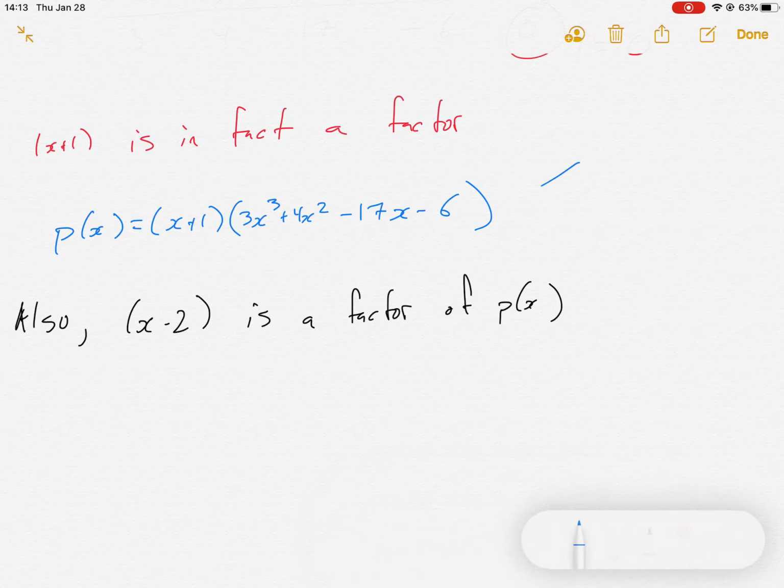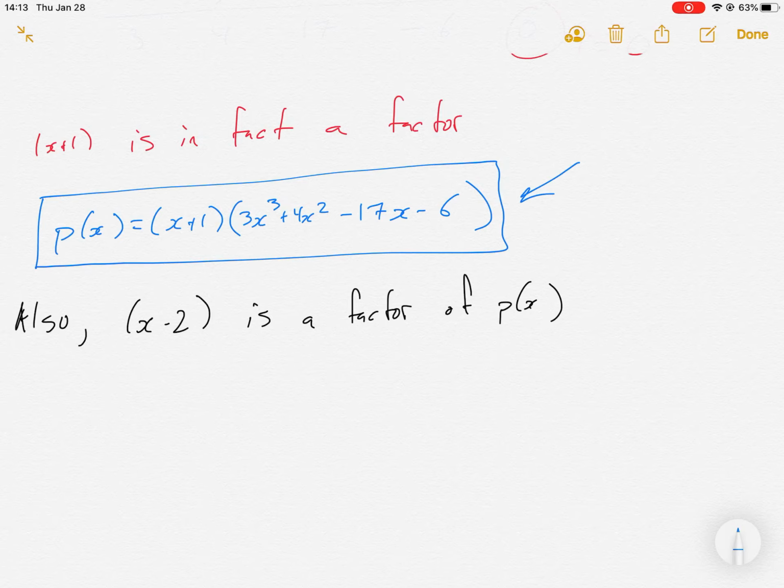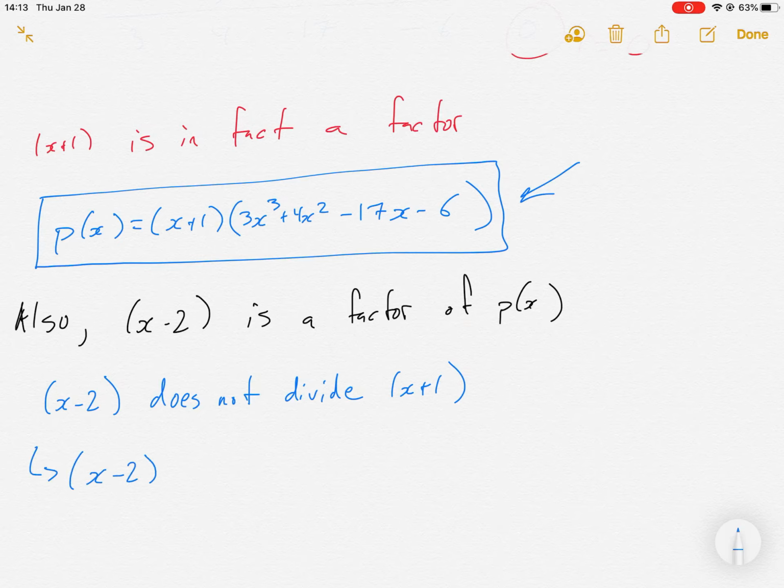Now notice in this part here, this equation that I wrote here, x minus 2 can't divide the x plus 1. That's something you can just get by looking at it. You can't take x plus 1 and divide it by x minus 2. That wouldn't work. You'd end up with a remainder. So that tells me that x minus 2 must divide the other part of this, the 3x cubed plus 4x squared minus 17x minus 6.